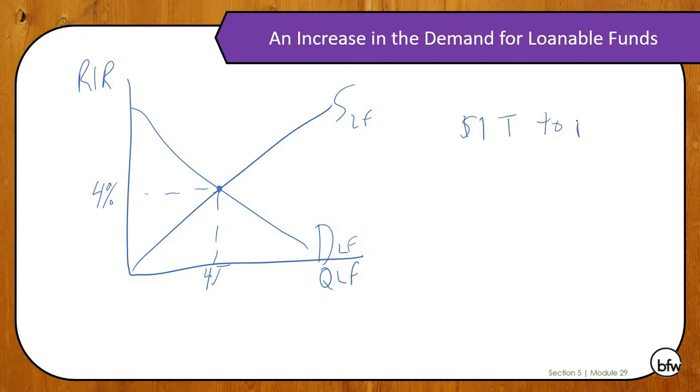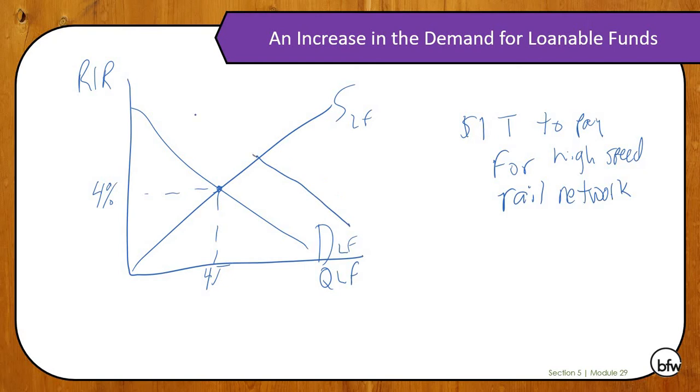to pay for, I don't know, let's say a high-speed rail network going all across the United States, and that's how much it's going to cost. So they're going to borrow that money to pay for it. Well, that's going to increase the demand for loanable funds significantly.